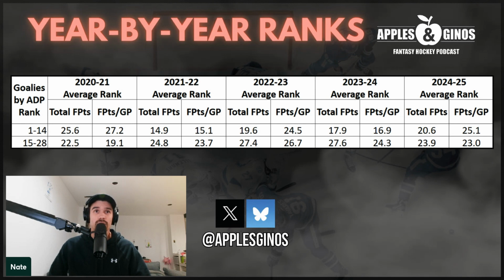So in this past season, 2024-25, goaltenders by ADP rank 1 through 14, the first 14 goaltenders off the board, ended the season ranked on average 20.6 in total fantasy points and 25.1 in average fantasy points. And then the next 14 goaltenders off the board, 15 through 28, averaged a rank of 23.9 in total fantasy points, and 23.0 in fantasy points per game. So not that far behind in total fantasy points, and actually ahead of the first 14 goaltenders in fantasy points per game played.